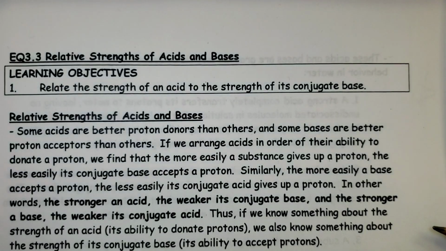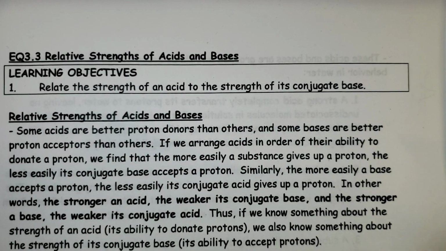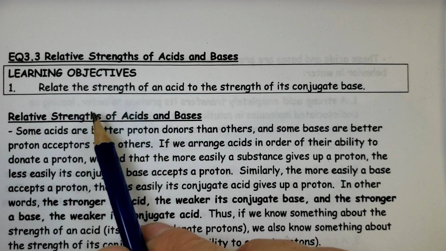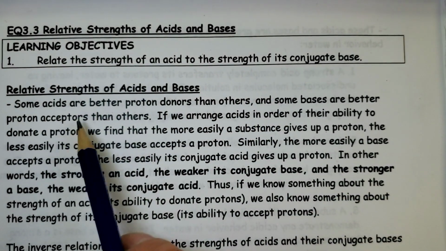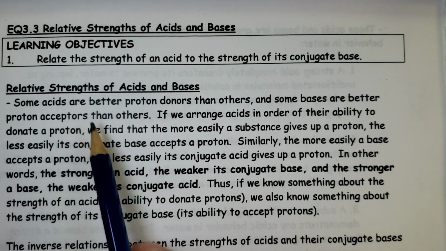Chemistry Theory. This is EQ3.3, relative strengths of acids and bases. So here we'll look at relating the strength of an acid to the strength of its conjugate base. So relating that, some acids are better.